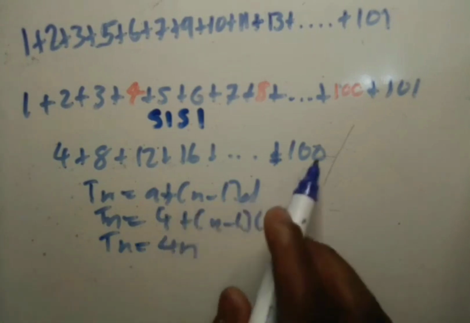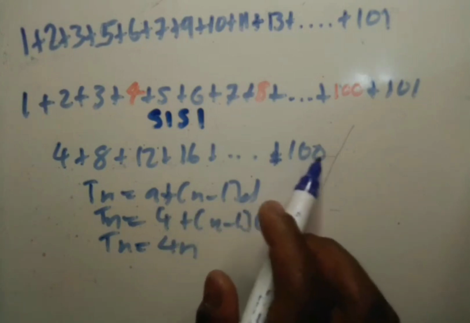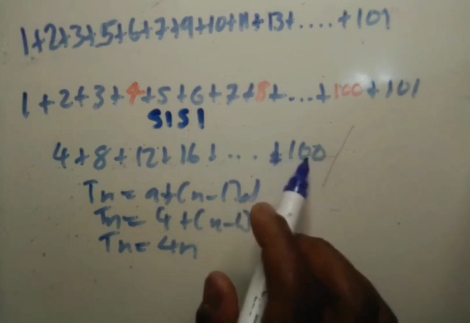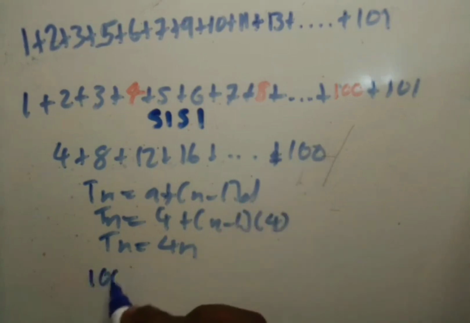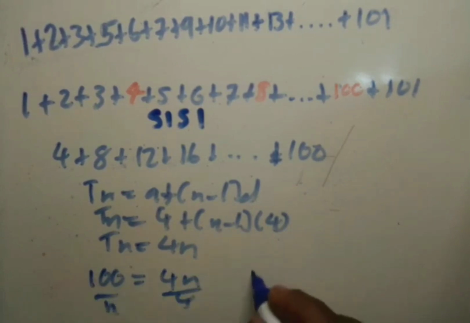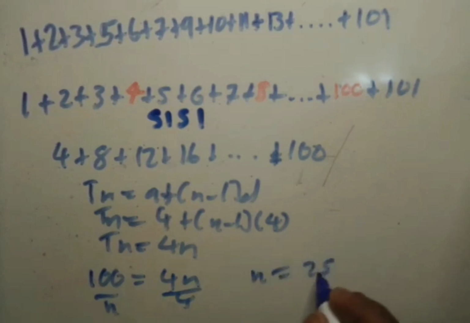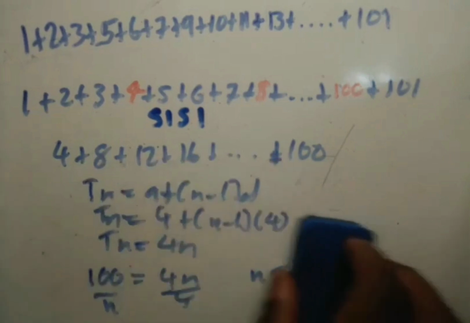Tn formula. So let's find out what term number this is. The value of the term is 100. We need to find out what term gives us 100. So it's going to be 100 equals 4n. Divide both sides by 4 and you get n equals 25. So there we have it. We know that there are 25 terms that were removed from the sequence.